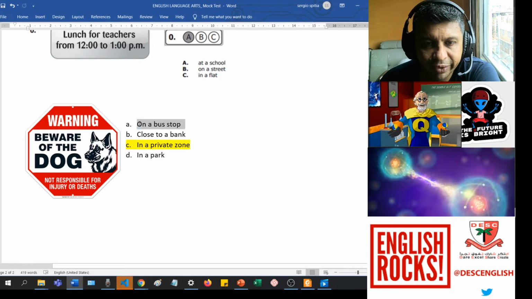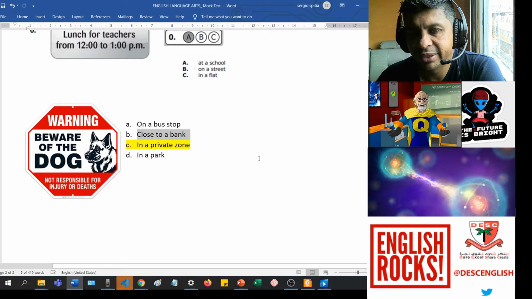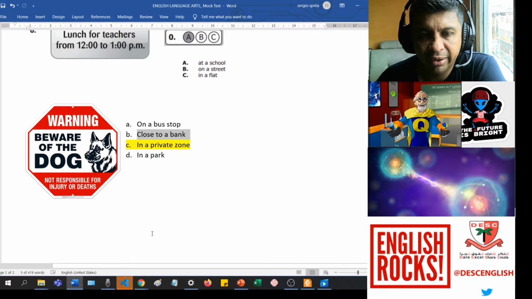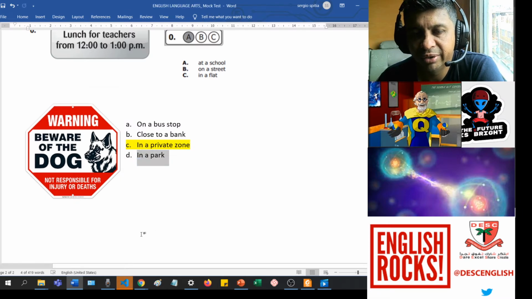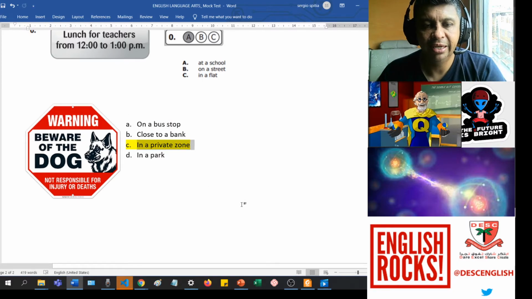On a bus stop, it's not possible because on a bus stop there are children, old people, etc. Close a bank is the same idea. So you cannot find a dog like that on a bank or people. In a private zone, yes, definitely, because you cannot get into a private property. No podemos entrar a una propiedad privada. So obviously, the sign is warning. Okay. In a park, no, because there are baby, children, old people, adults. So the correct one is C.